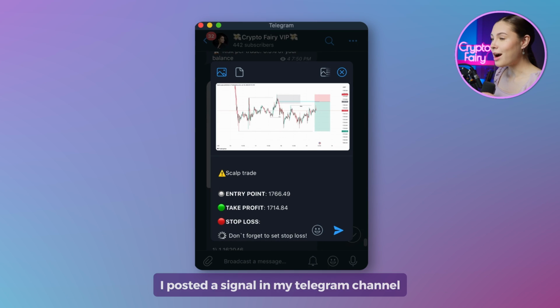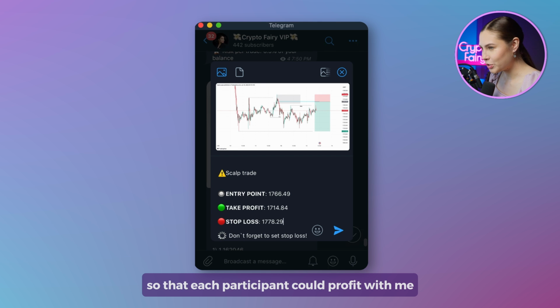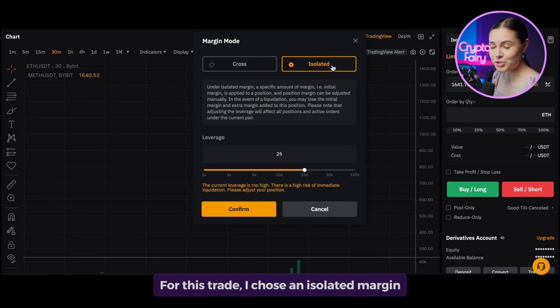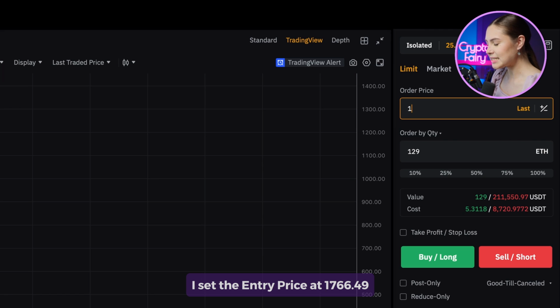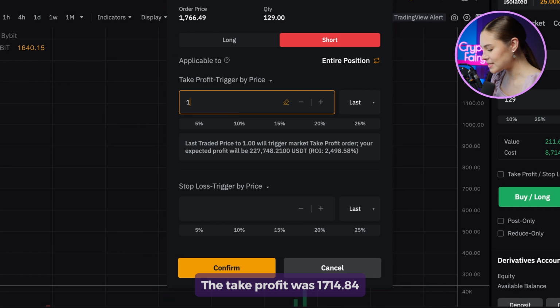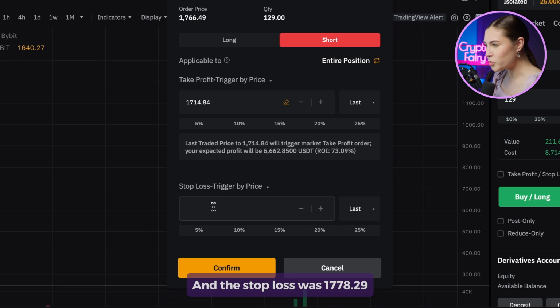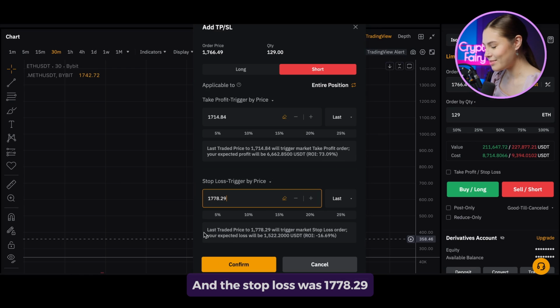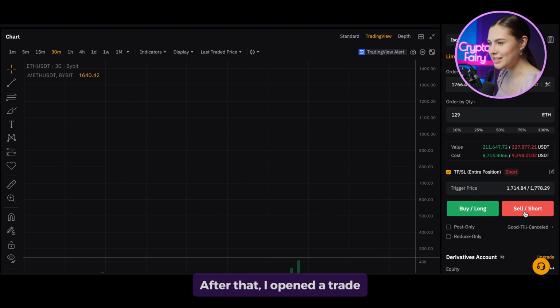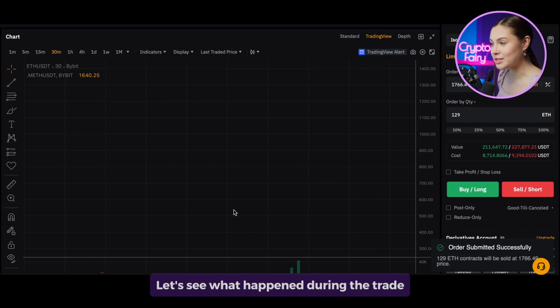Of course, I posted a signal in my Telegram channel so that each participant could profit with me. For this trade, I chose an isolated margin. I set the entry price at 1,766.49. The take profit was 1,714.84, and the stop loss was 1,778.29. After that, I opened a trade.